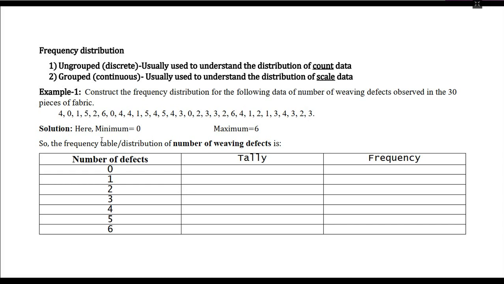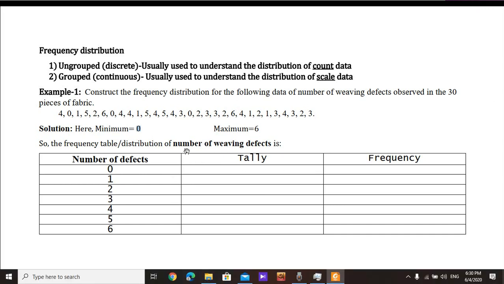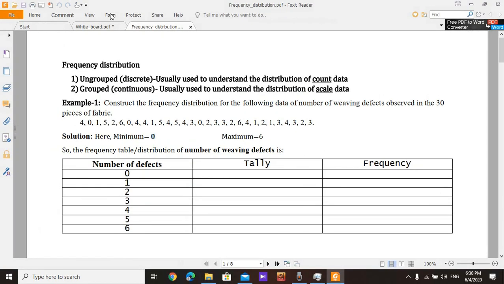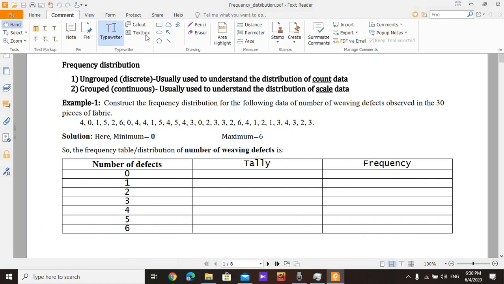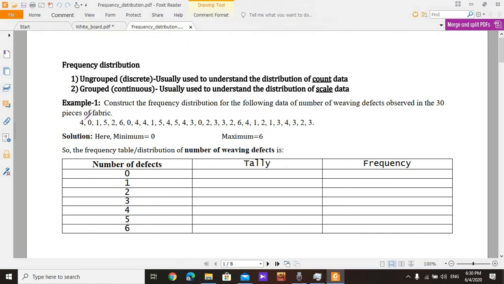At first we have to identify the minimum number and the maximum number. In this data, out of 30 pieces of fabric, the minimum number of defects is 0 and the maximum number of defects is 6. So our variable, the number of defects, ranges from 0 to 6: 0, 1, 2, 3, 4, 5, 6. Now we count using tally. How do we do it? We have to count how many times 0 occurs, how many times 1 occurs, and so on.